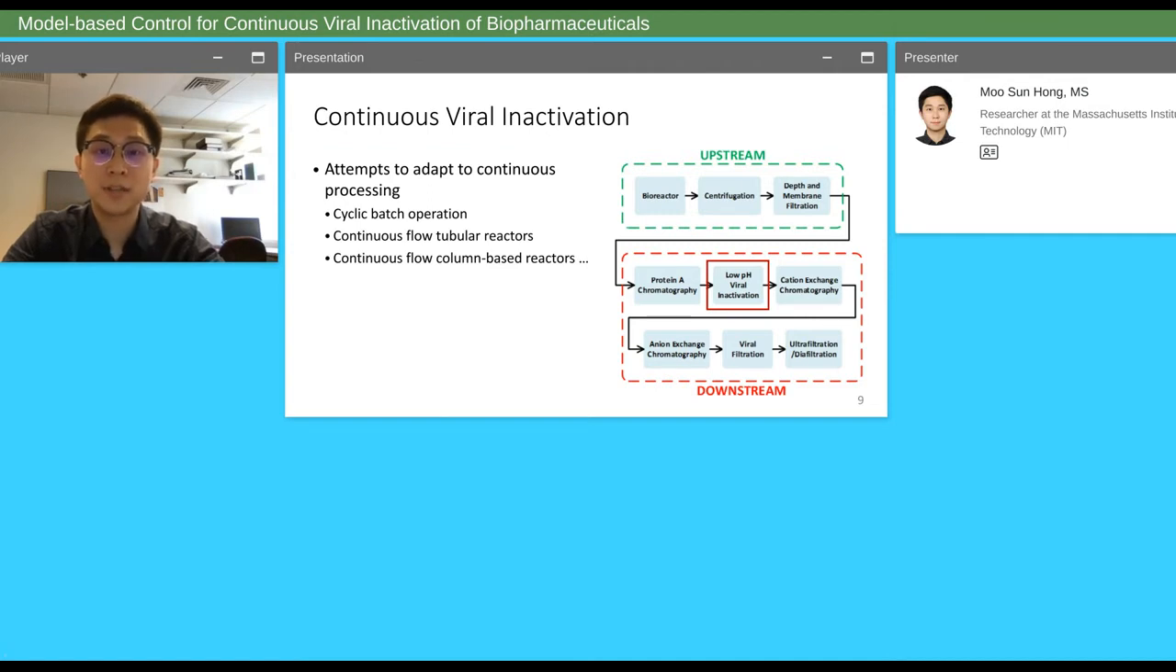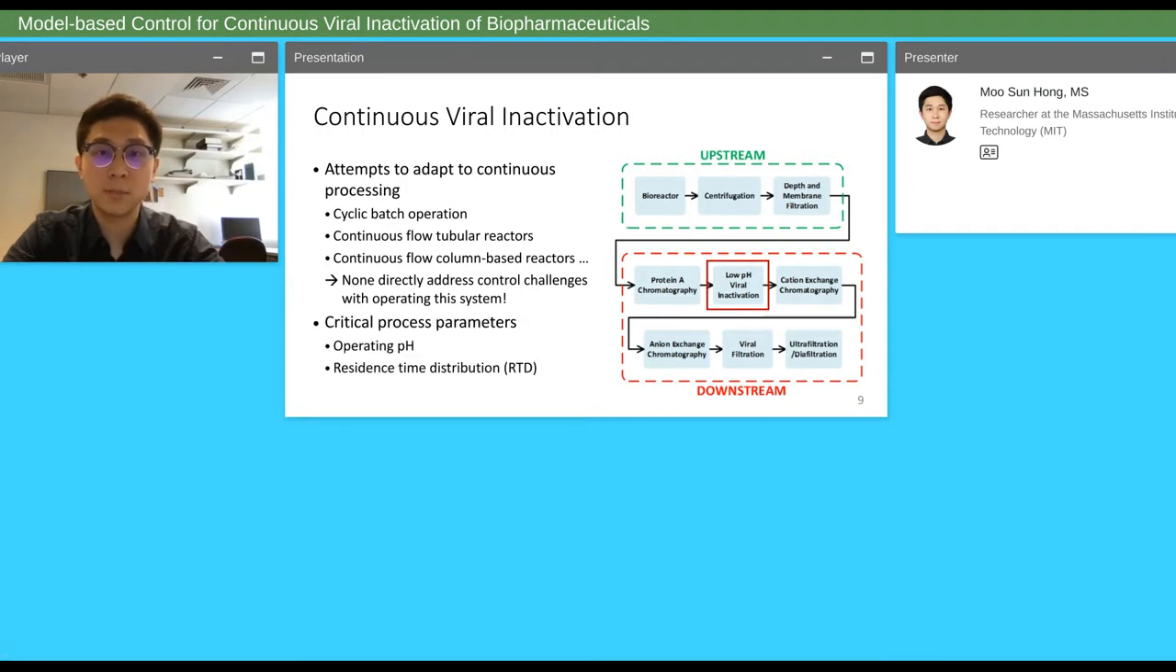There have been several attempts to adapt this technology to continuous processing, which includes cyclic batch operation, continuous flow tubular reactors, and continuous flow column-based reactors. However, none of these continuous flow reactors directly address the control challenges with operating the system. For the system, critical process parameters are the operating pH and the residence time distribution. These determine the viral activation and also the impacts to product quality from over-incubation or excessive pH adjustment.